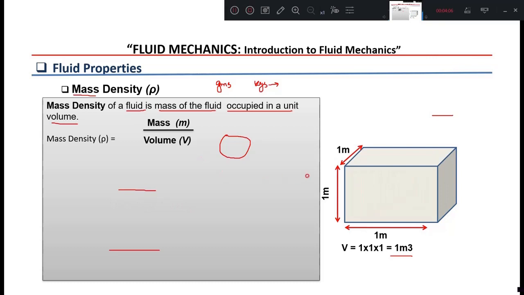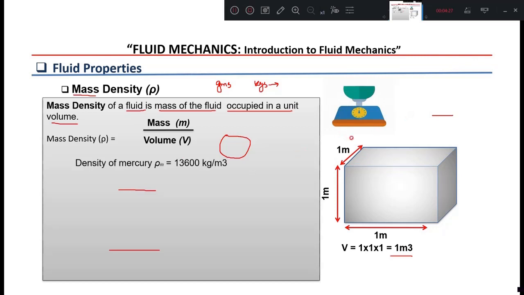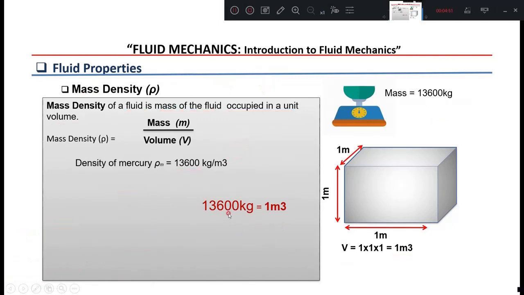Even if you take mercury in place of water, again the same volume, and you fill the container with mercury, and you weigh the mercury, suppose its mass is 13,600 kg. It means the density of mercury is 13,600 kg per meter cube. Again, the unit of mass density will be kg per meter cube.